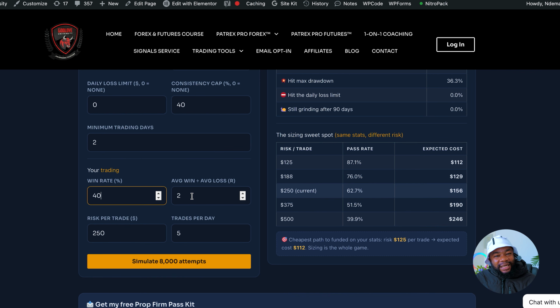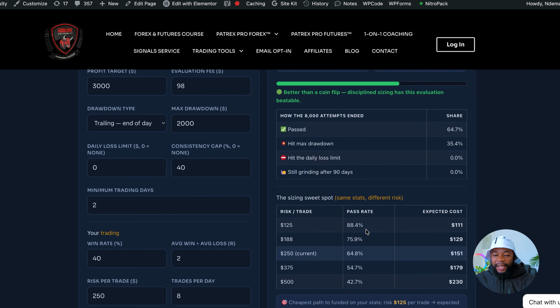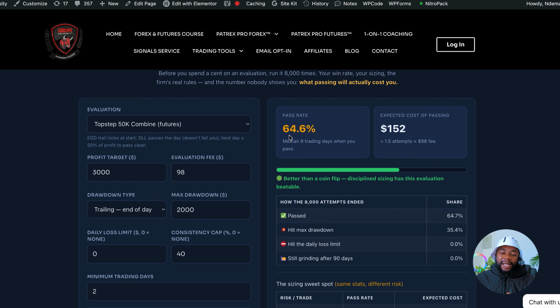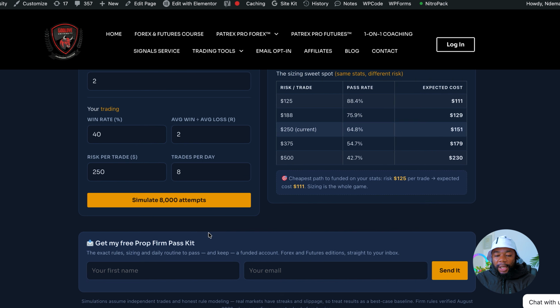You know the realistic risk to reward on your strategy. You know the maximum number of trades you can take per day. If I come here, let's just say there are some days I want to take 8 trades per day. You can see my pass rate is still around 64%, and my cost per passing has also dropped a little bit.